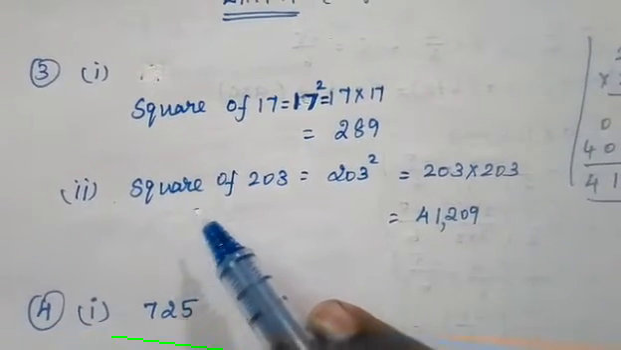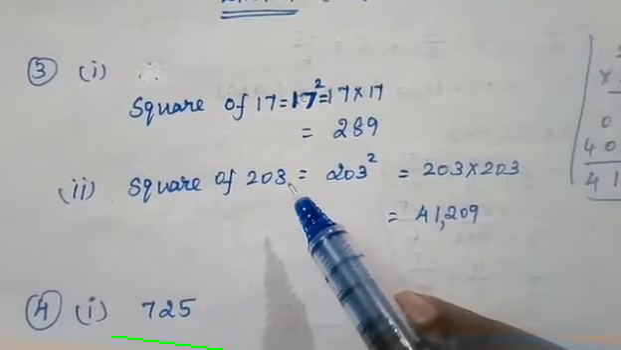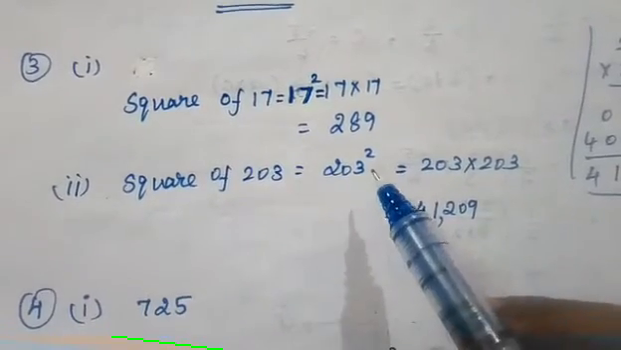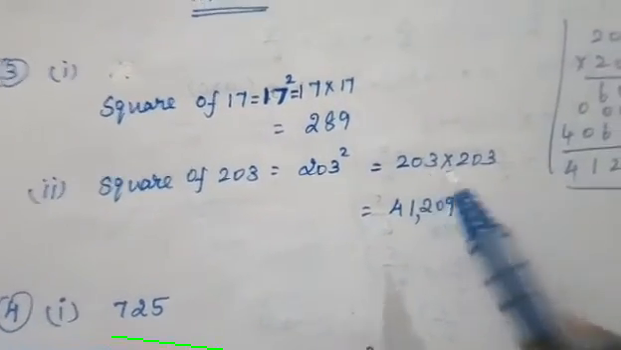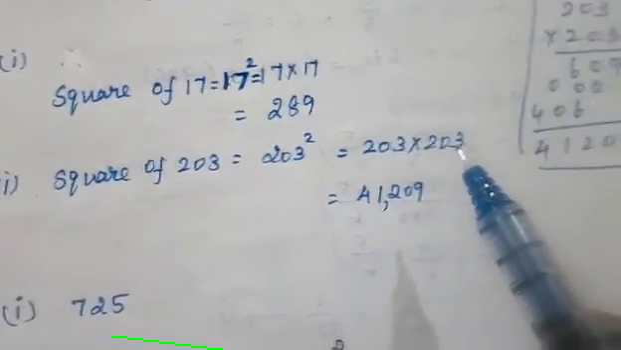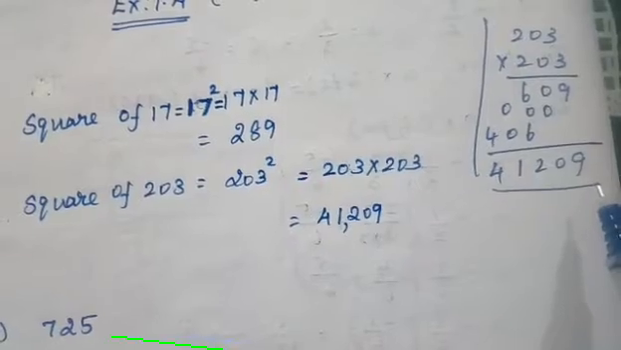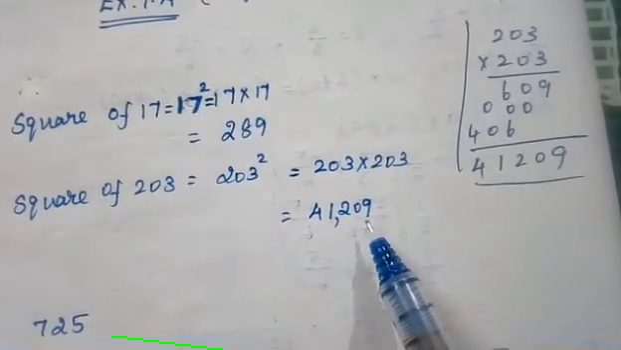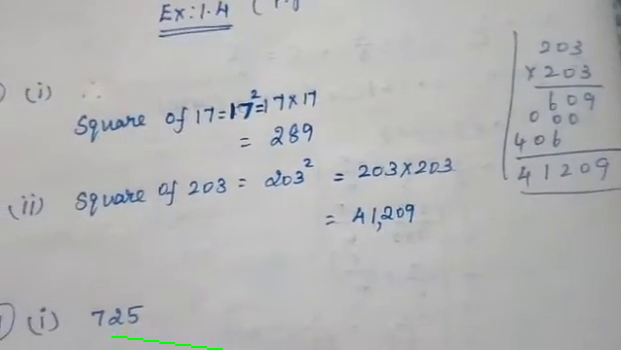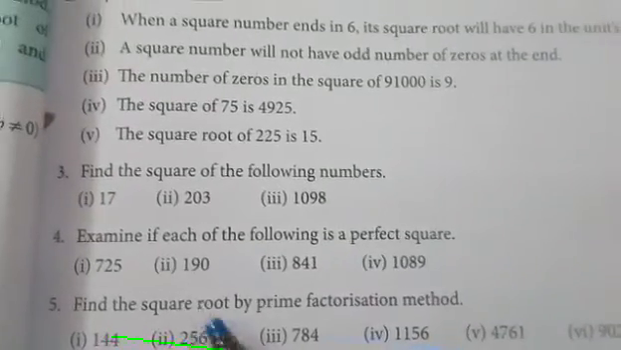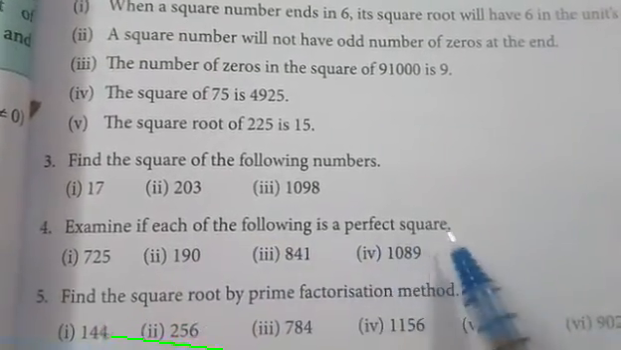The second problem, square of 203. So that is 203 square. So that is 203 into 203. So 203 and 203, the normal multiplication you have to make, you get the value 41,209.